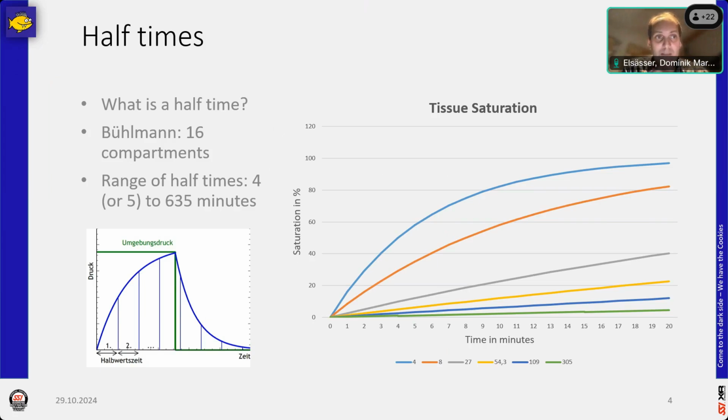And it turns out, as one example that we will use today, because that's the most widely used model in technical diving nowadays, the most prominent case of these Bühlmann models, if you use 16 of such model tissues, or we often call them compartments, and if you give them half times between 4 or 5 minutes to a bit more than 10.5 hours, 635 minutes, you can do reasonably well in representing the human body. Now, what's a half time?